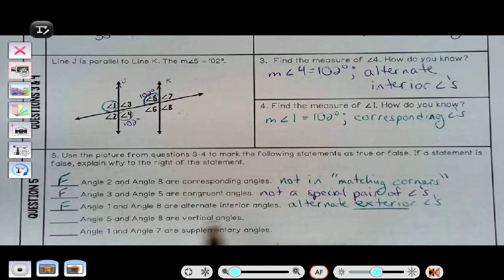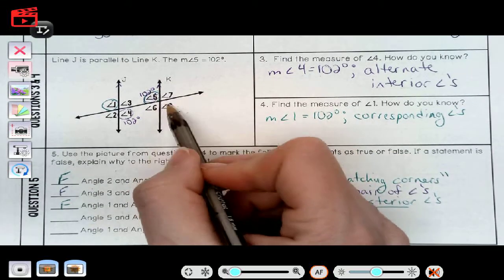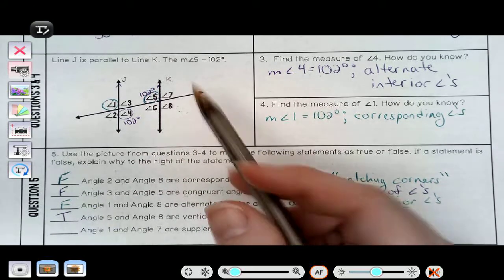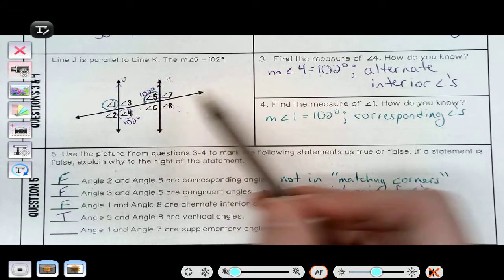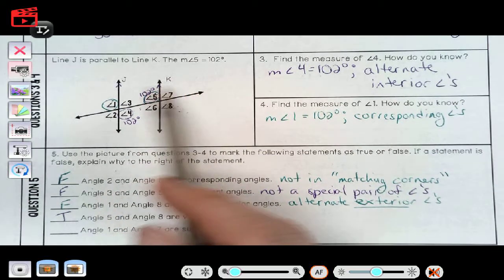All right, 2 more. Angle 5 and angle 8 are vertical. Yeah, look at that. They are vertical. And if they're true, we don't have to say anything, but they're opposite angles when lines intersect. Angle 1 and angle 7 are supplementary.